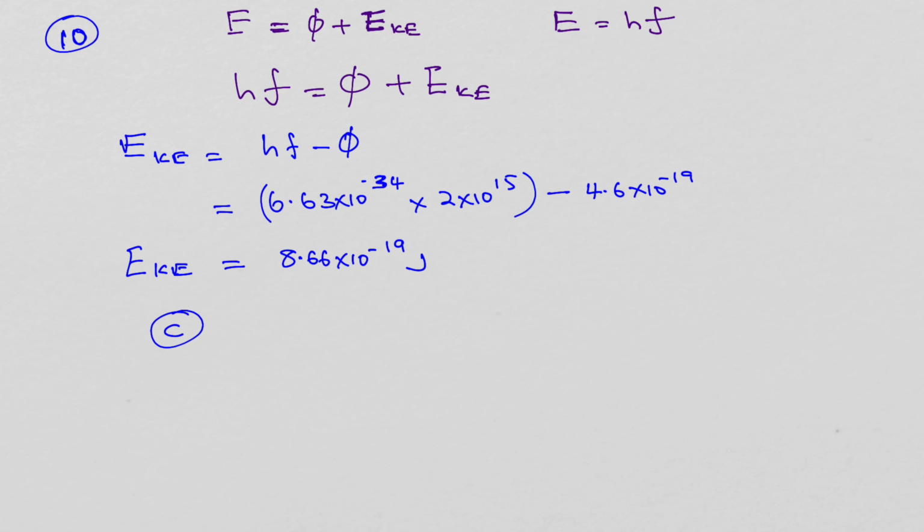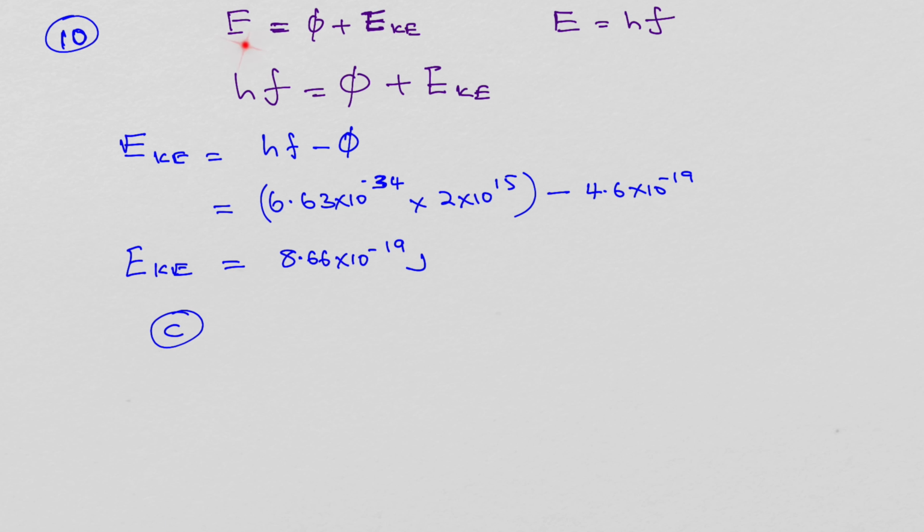Question 10. Light of frequency 2 × 10⁻15 Hz is incident on a metal surface. The work function of the metal is 4.6 × 10⁻19 joules. Which statement is correct? The first one is no photoelectrons are released. Well, we need to work out if it's above the work function, then you expect photoelectrons to be released. And B, photoelectrons are released with a maximum kinetic energy of, so we need to work out the maximum kinetic energy that the photoelectrons were released with.